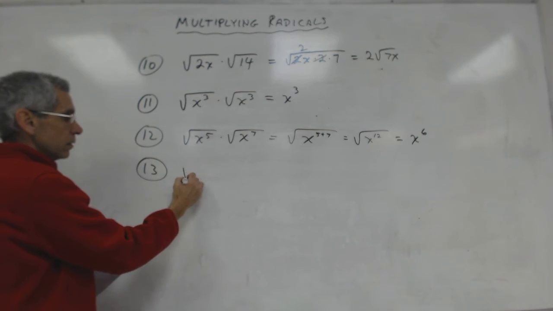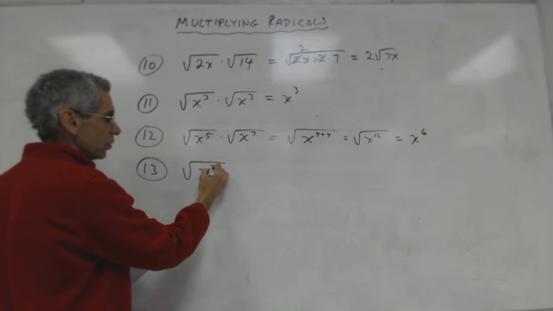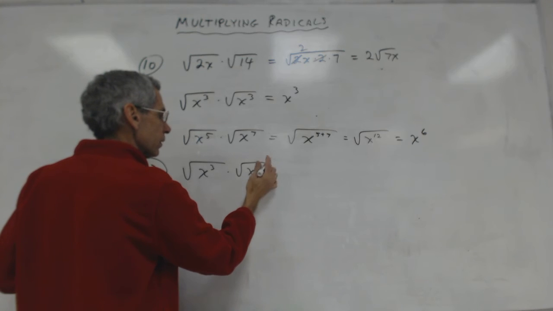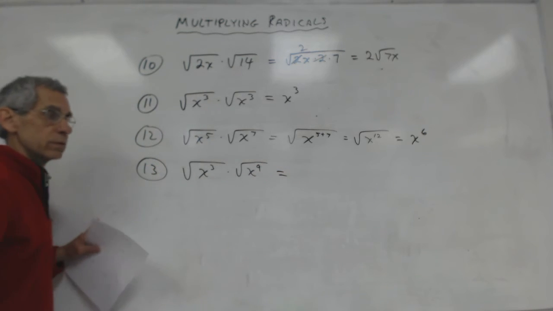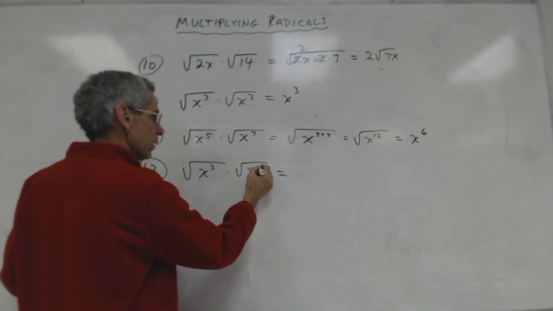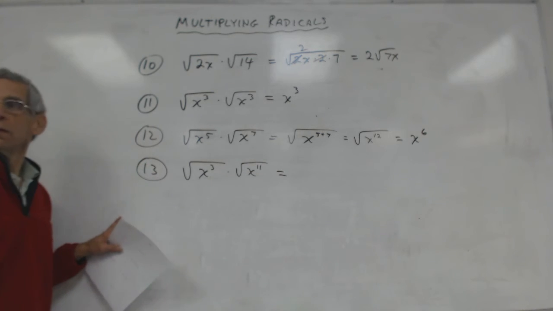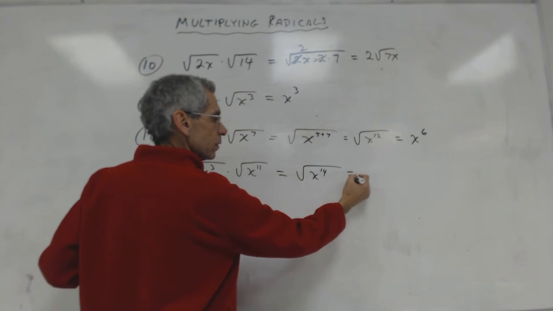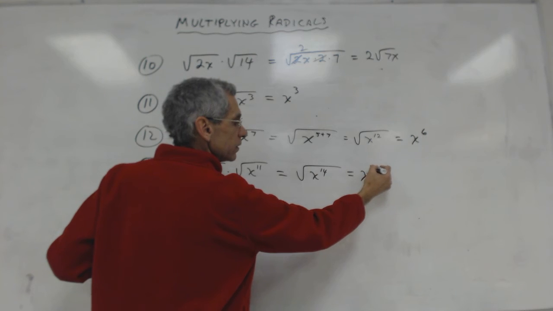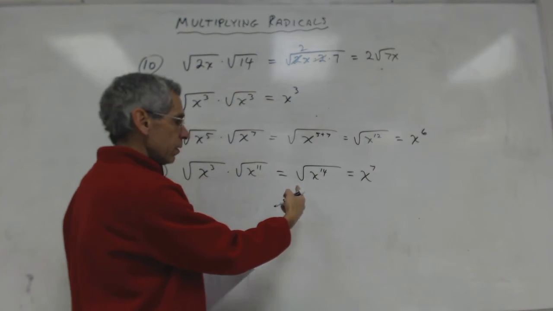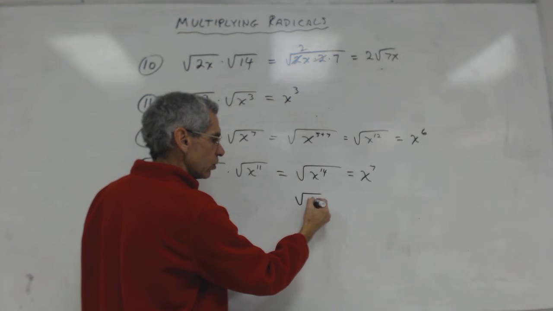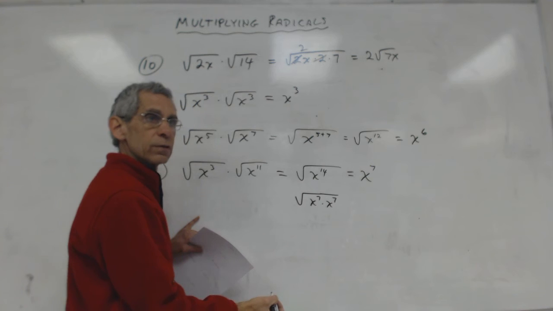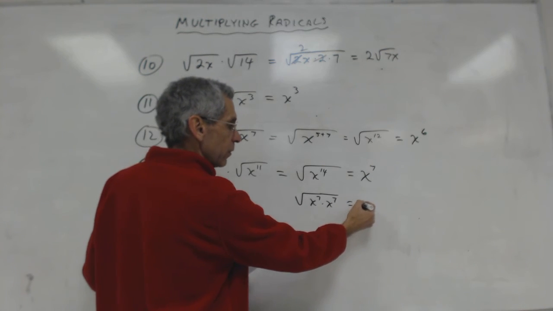Let's try the square root of X to the 7th times the square root of X to the 7th. That's the square root of X to the 14. So it comes out as X to the 7th, right? Do you see why? Because the square root of X to the 14th could be written as the square root of X to the 7 times the square root of X to the 7th. See what I mean? Therefore, it would come out as X to the 7th.